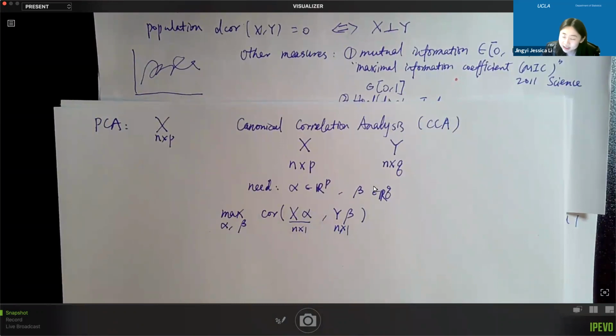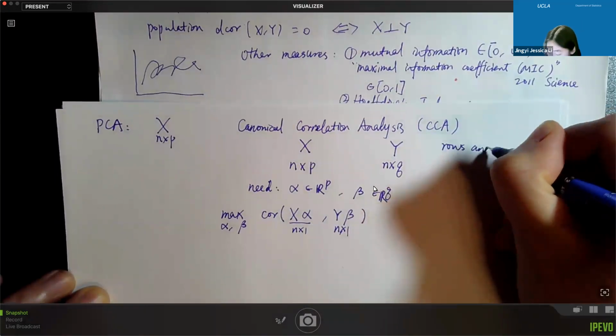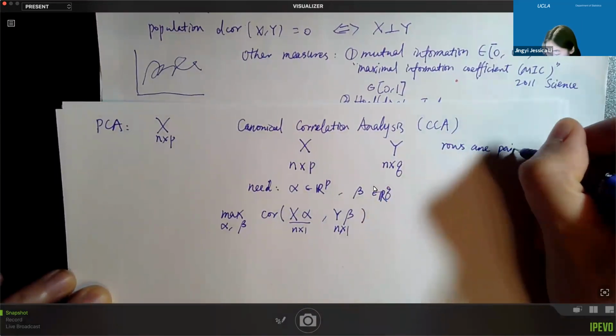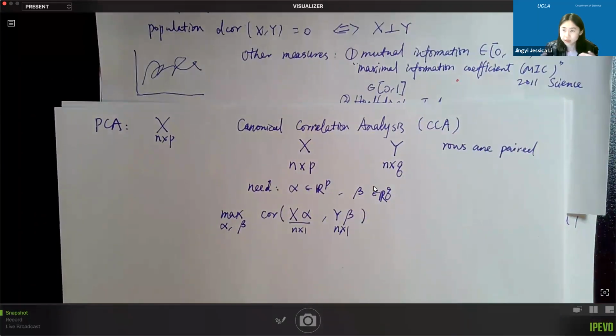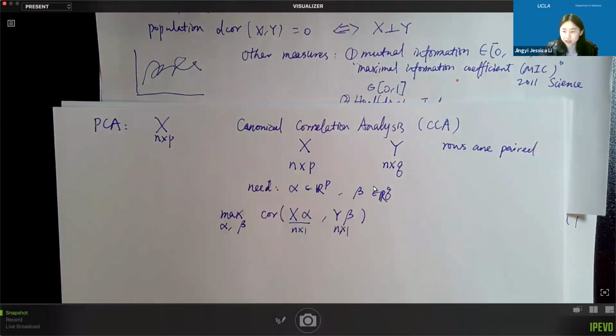But if you're interested, you can look into CCA. It's a very useful way for calculating correlation between two sets of measurements. This is still a linear relationship between two sets of paired measurements. The rows are paired, but each measurement is multidimensional, and you don't really care about the original dimensions. You are okay with combining the original dimensions. So these are the scenarios where CCA will be useful.